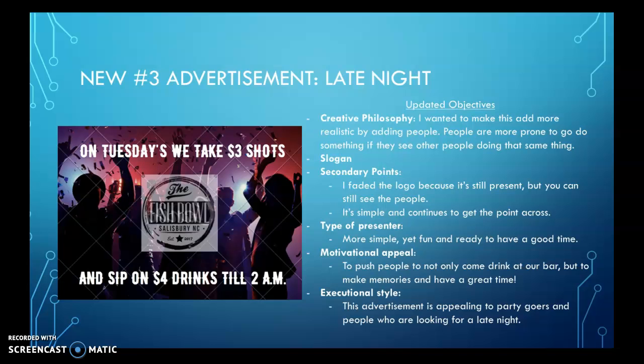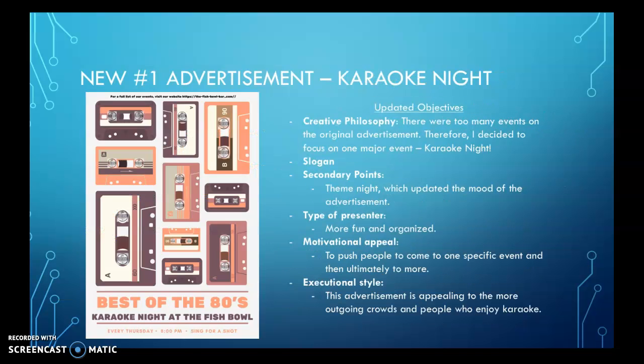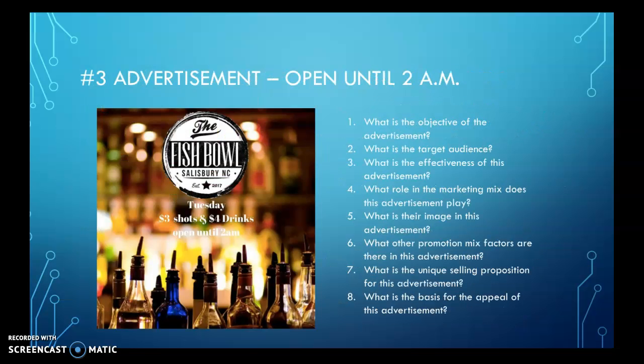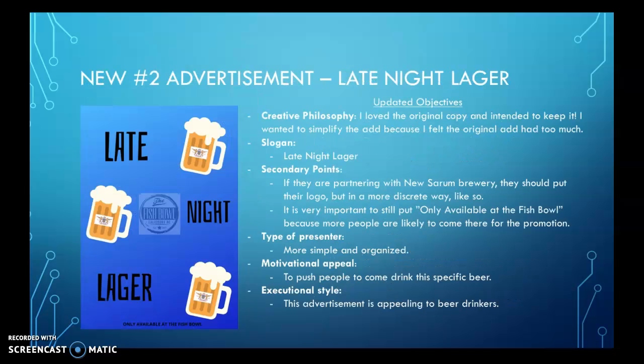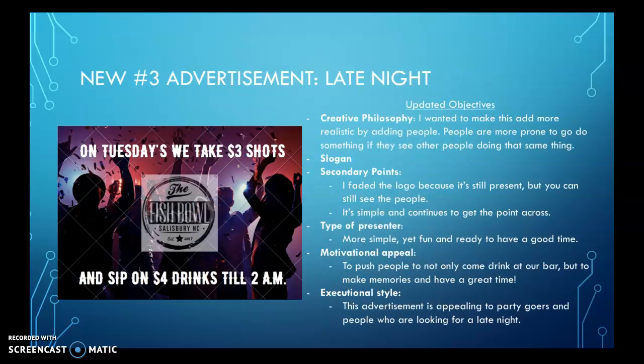Type of presenter: more simple yet fun, ready to have a great time. Your motivational appeal is to push people to not only come and drink at our bar, but to make memories and have a great time, be with your friends, enjoy yourself. And the executional style: this advertisement is appealing to partygoers and people who are looking for a late night. So if you like this advertisement, I think it explains it a little bit better than this one, which is kind of basic. So I think it adds a little bit more oomph to it.